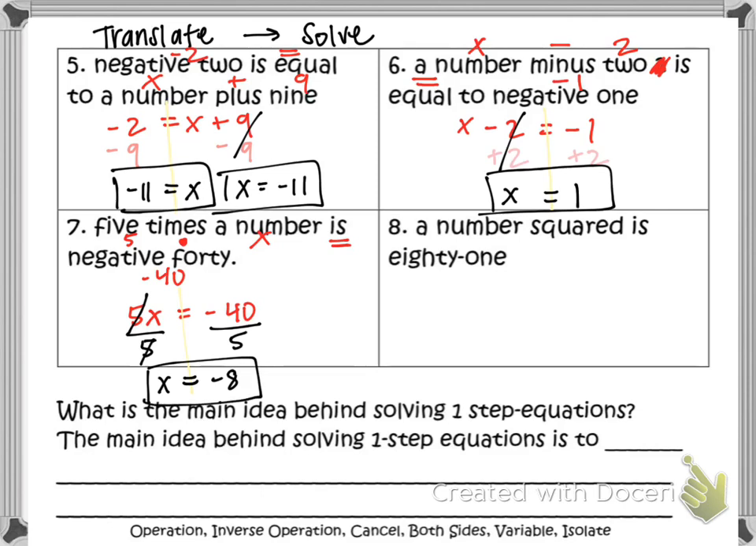All right, last one. A number squared is 81. Let's translate that. A number, we'll say x squared, add a squared there, is 81. So the equation I'm solving is x squared equals 81.